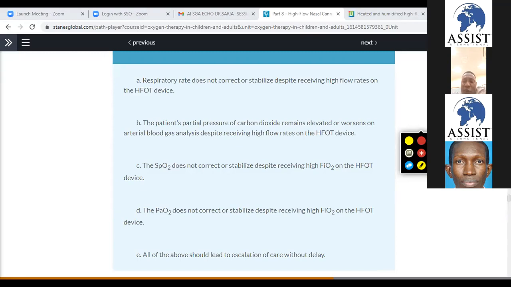Kwa hiyo anapata high FiO2 lakini bado SpO2 haimprove. Na mwisho siku amefanya let's say ABG akaona partial pressure of oxygen does not correct or stabilize despite kwamba anapata high concentration kubwa ya inspired oxygen concentration. So all of this means our option is failing. Our high flow oxygen therapy is not giving what we want. So we have to escalate the care, and this is either by using non-invasive ventilation or intubation.